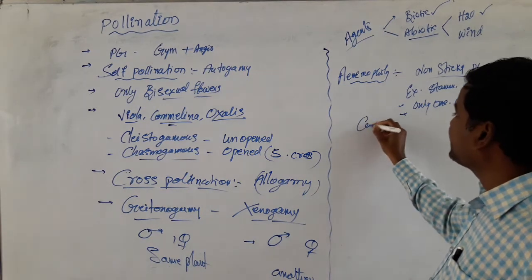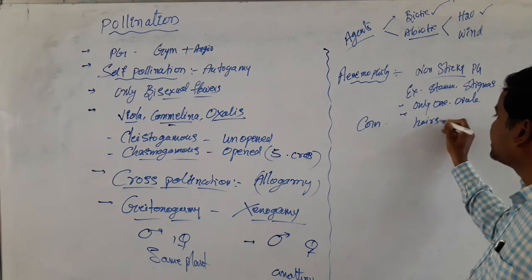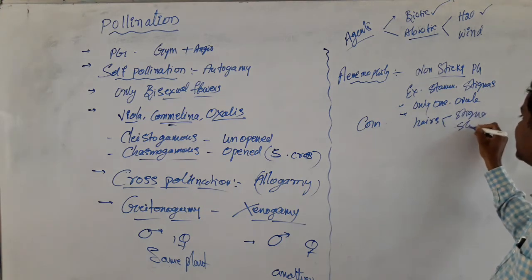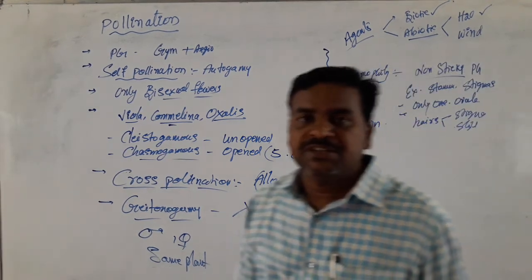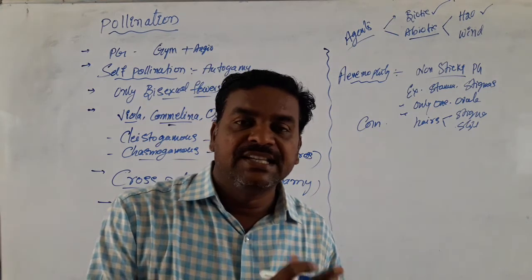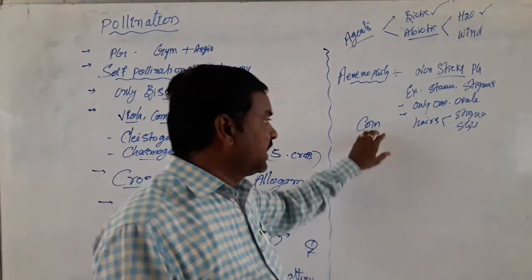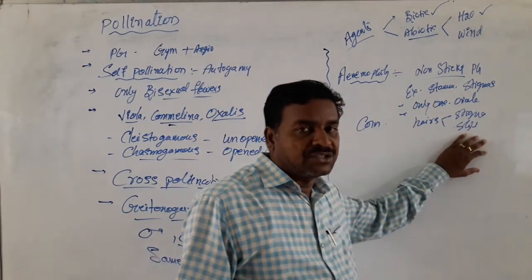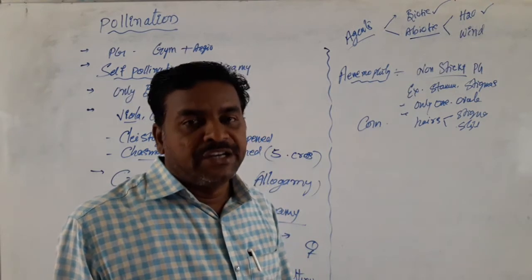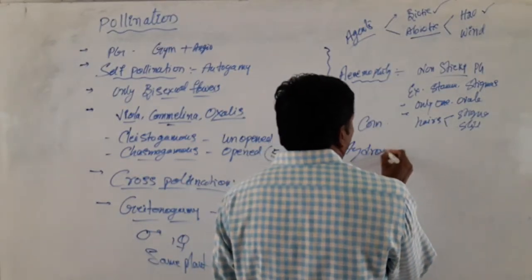For example, in case of corn cob, hair-like structures are there. You know, the corn cob is represented by silky hairs. A tuft of a large number of silky hairs is there. Such silky hairs are freely hanging in the atmosphere. They are nothing but styles and stigmas. So all these adaptations are shown by wind pollinated flowers. Now coming to another one, hydrophily.